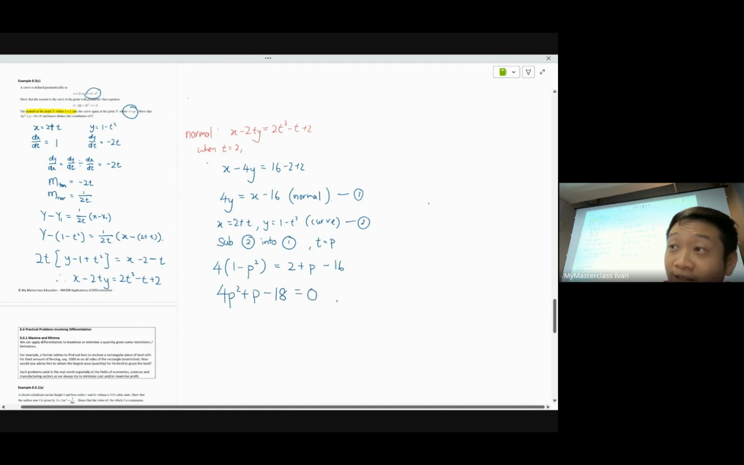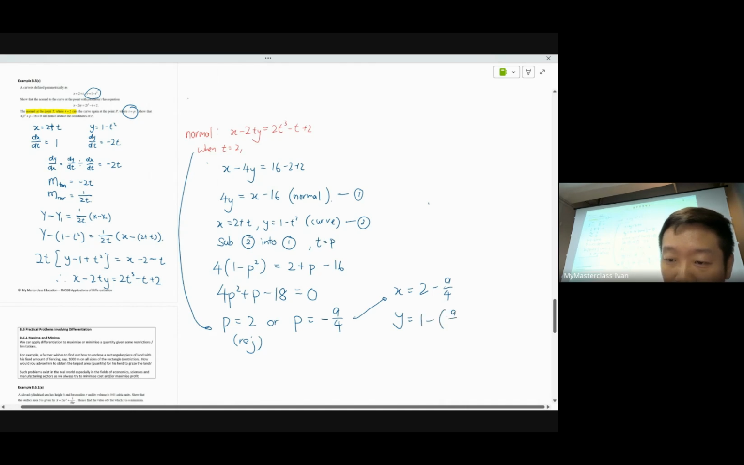Yeah, got no nice number, right? p equals 2 or? This one you don't need already, because that t equals 2, you already used already. So p equals, then now you sub it into the x. You are very weak in parametric, right or not? Because parametric uses three different variables. So that's the solution for p.